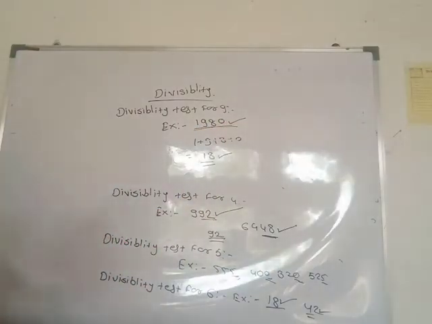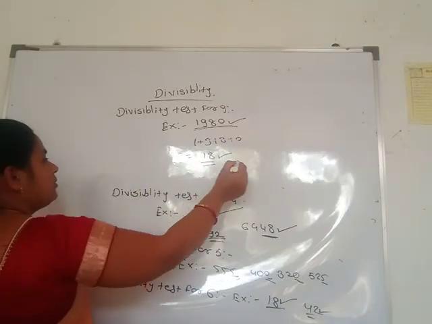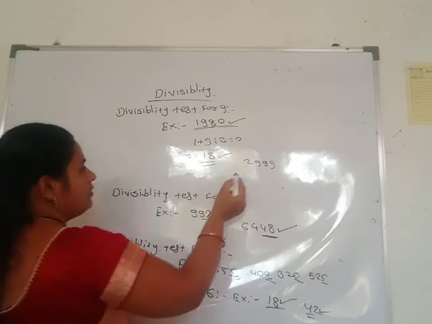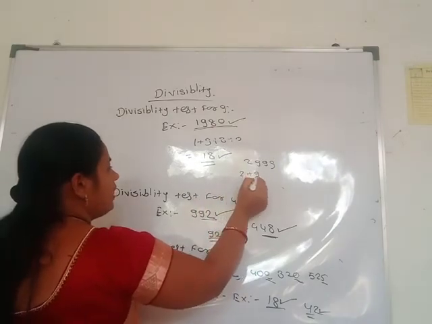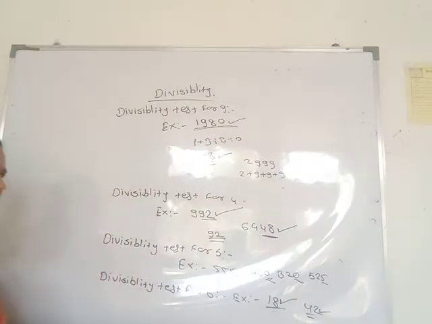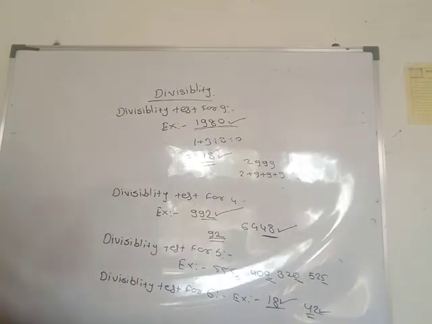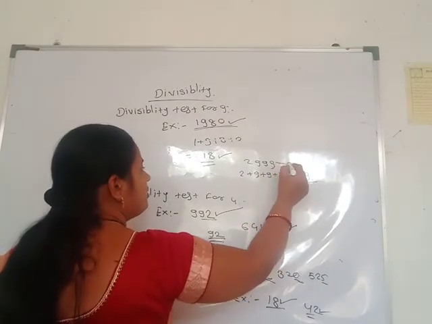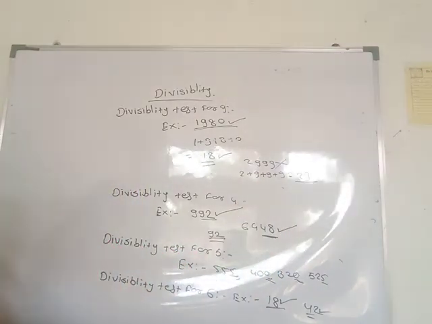Again one example, see here: 2999. Do the addition of all these digits: 2 plus 9 plus 9 plus 9. 9 plus 2, 11. 11 plus 9, 20. 20 plus 9, 29. Is this number divisible by 9? No. Therefore, this 29 is not divisible by 9, so this number is not divisible by 9.